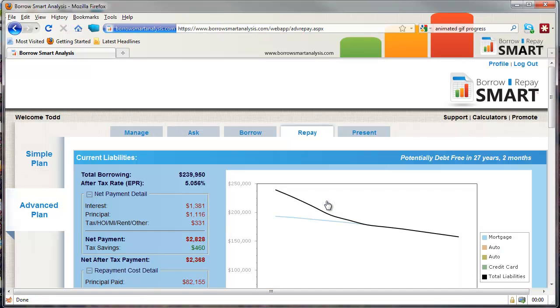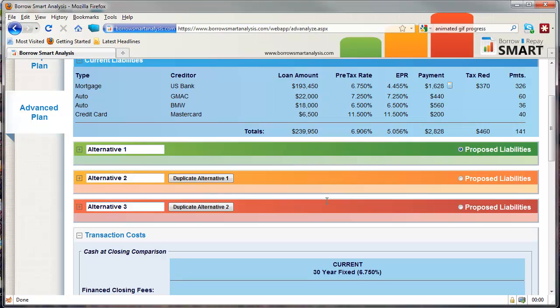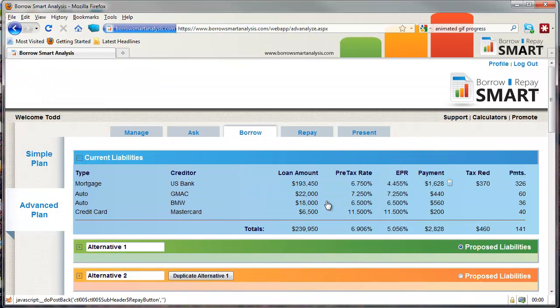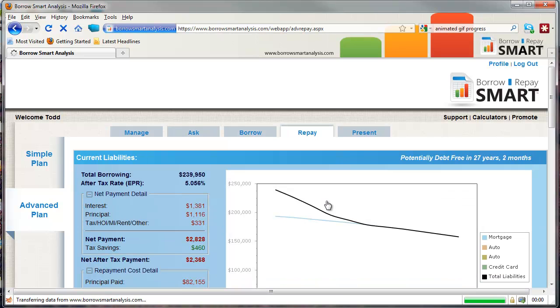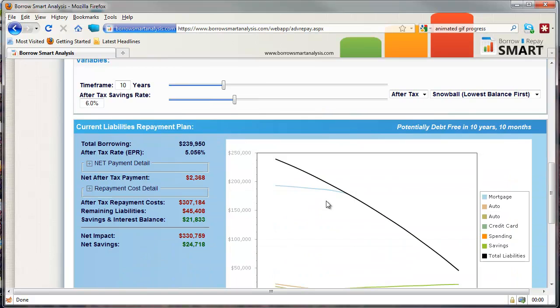Now, this is very important. The way the software is structured, if you don't expand any of the options on the Borrow page for any of the alternatives, we assume that there's not currently a borrowing strategy that makes sense for that client. And on the Repay tab, we compare their current liabilities and the way they're paying those liabilities today to alternative strategies for how they would repay those liabilities.